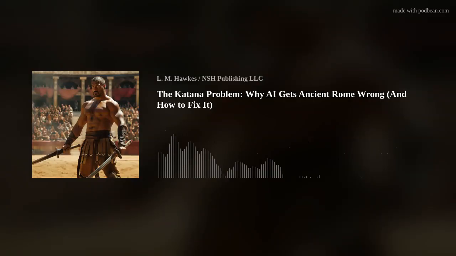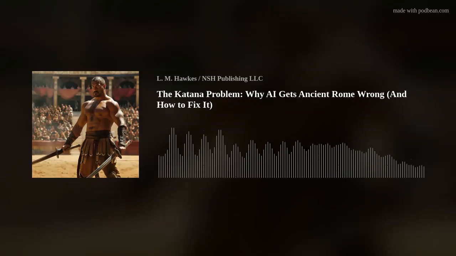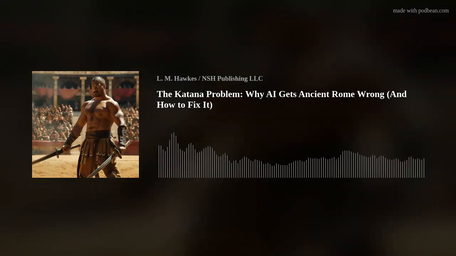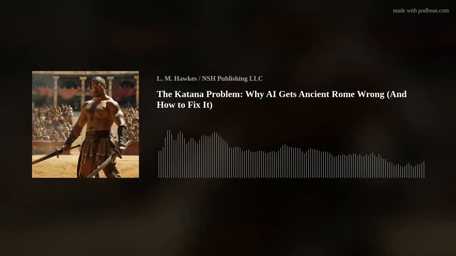Happy to be here. Let's start with the problem, because this whole series, this whole pipeline, starts with a problem that sounds almost funny. A Roman legionary holding a katana. A Roman legionary, full lorica segmentata, standing in the forum, holding a katana. 11 times across 1,100 images, and every single occurrence followed the same logic.